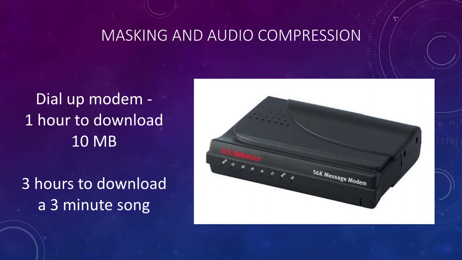Before the day of fiber optics, DSL, and cable connections, most of the internet worked with dial-up connections. Even with a high-speed modem, it took about an hour to send 10 megabytes of data. So, if you had recorded a 3-minute song in stereo and wanted to send it digitally over the internet to a friend, it would take 3 hours to do that. So the music industry realized that something needed to be done to speed things up. And that's where masking and the Fletcher-Munson curves come into play.